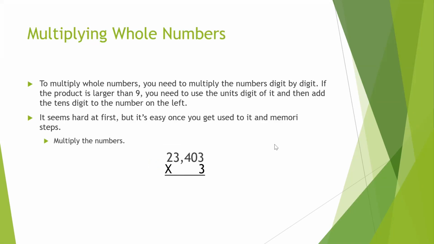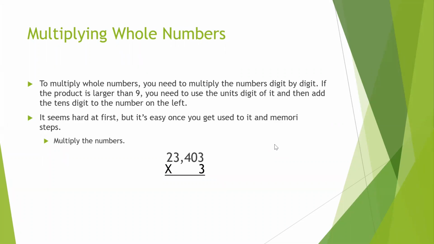So, multiplying whole numbers now. To multiply whole numbers, you need to multiply the numbers digit by digit. If the product of two digits is larger than 9, you need to use the units digit of it and write it in. And then you need to add the tens digit to the number on the left. It seems hard at first, but it's easy once you get used to it and memorize all the steps.